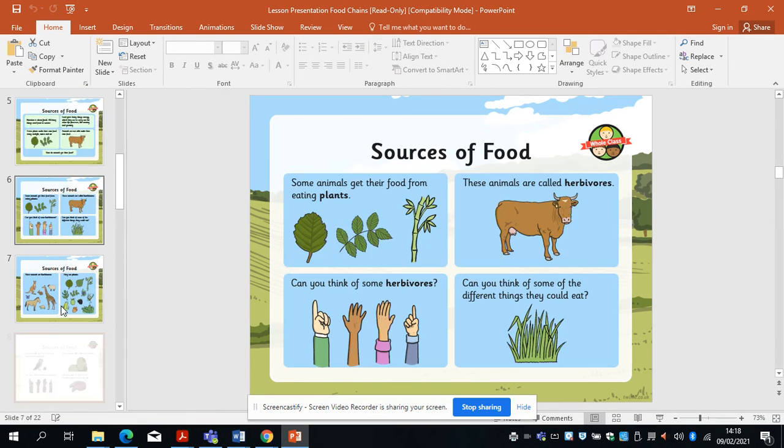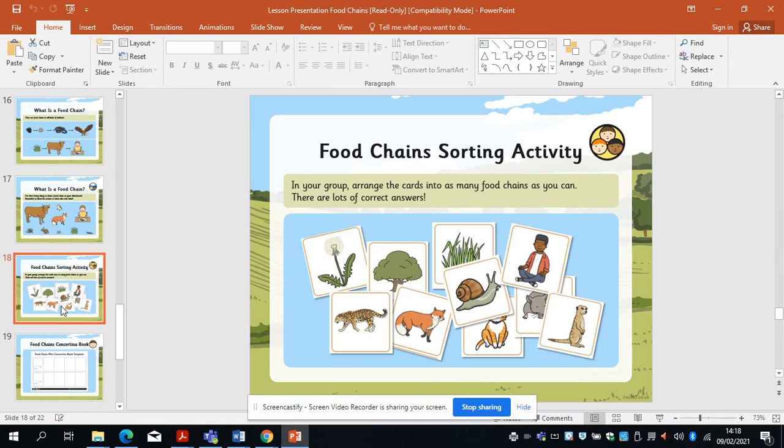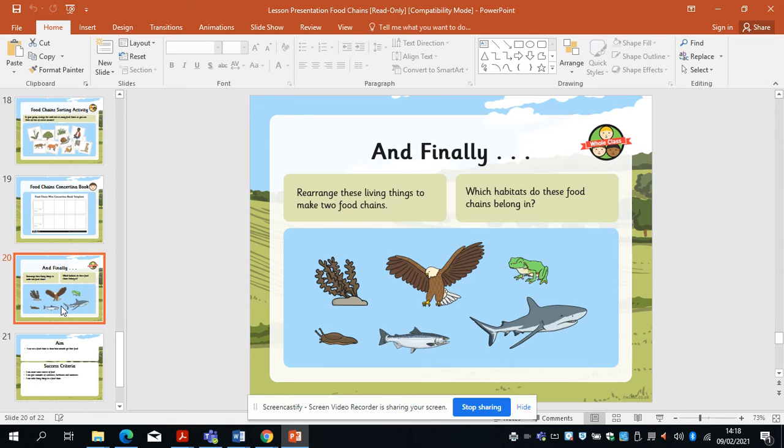I'll just go back to where we were up to and just check we've met all the points. Okay. Oh, finally, the last one. Once you've done, or we could do it now actually and then do your work. Rearrange these living things to make 2 food chains. So there's 2 food chains there. Could you maybe pause the video and have a look what would eat what? Remember, it always starts with the plant, okay? Have a go. And then enjoy doing your worksheet here too.